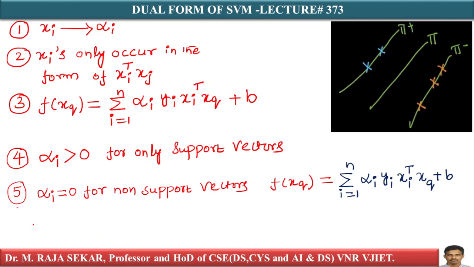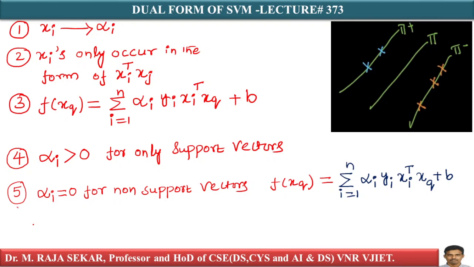This is important because for support vectors, alpha i is greater than 0. For non-support vectors, alpha i equals 0. To compute f of xq, the only points that matter are support vectors. The whole name support vector machine is because these support vectors are the ones that matter for classification.